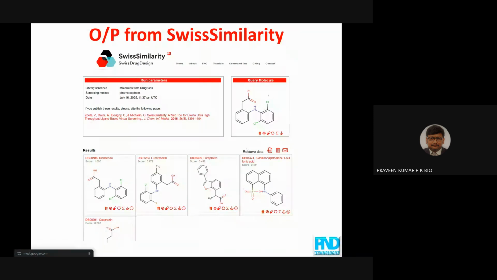The query molecule I've given is diclofenac, diclofenac sodium. I think you have heard about this kind of drug. When I searched this as an input, I got many similar compounds related to it, like lumiracoxib and profen. These are the drugs shown in Swiss Similarity. I've used molecules from DrugBank as the library, and the screening method I've used is the pharmacophore. So for this, I got this kind of similarity.